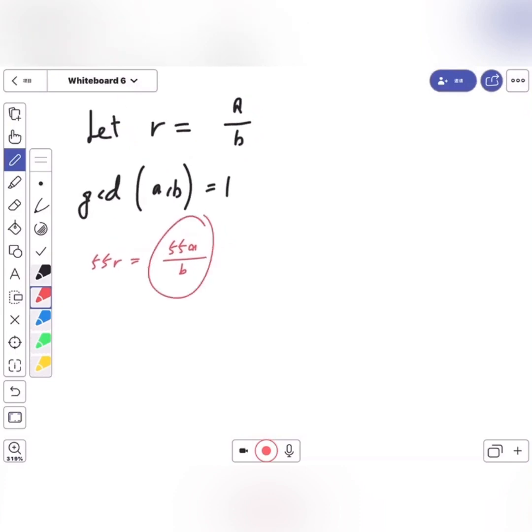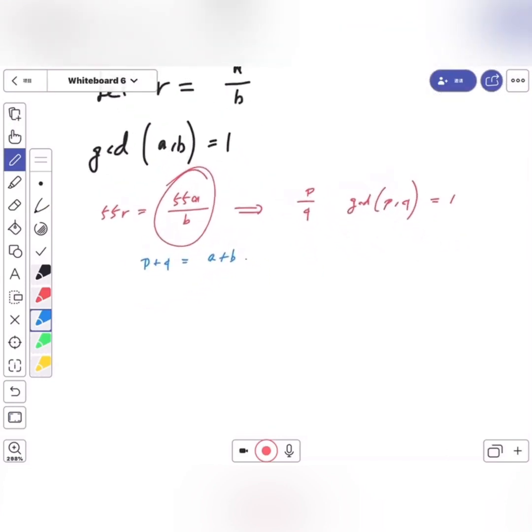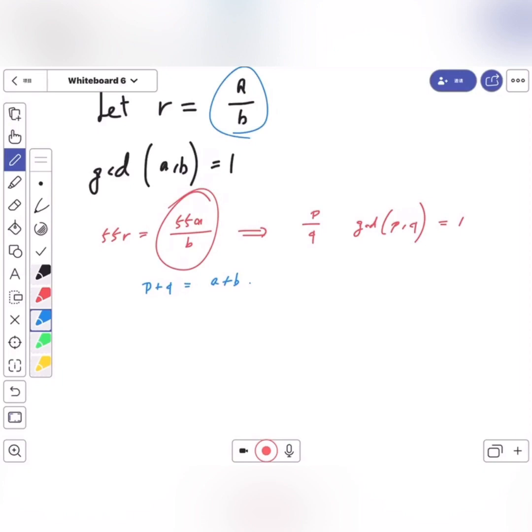So this fraction, when we reduce it into its simplest form, which means we reduce it into P over Q, such that the greatest common divisor of P and Q is 1, meaning that they're relatively prime, then P plus Q is equal to A plus B. So we basically just want to find all such A over B such that when we simplify 55A over B into P over Q, it satisfies this condition.